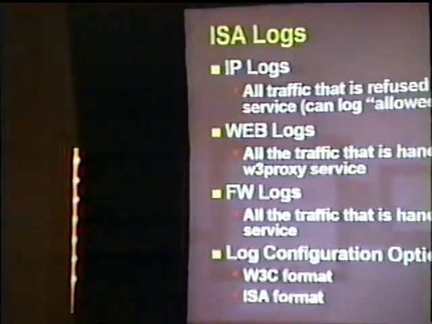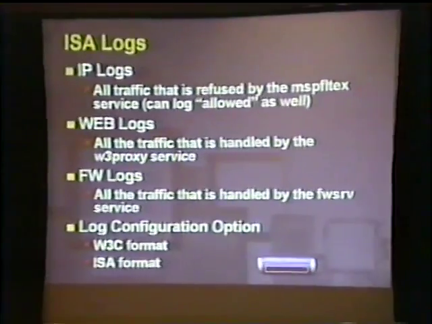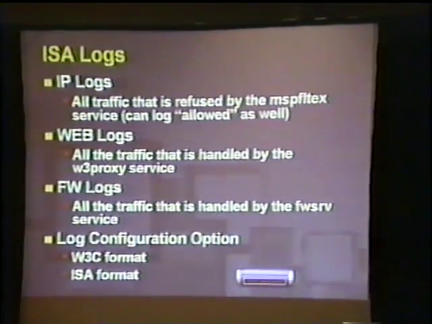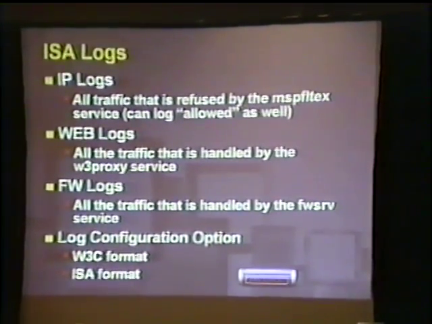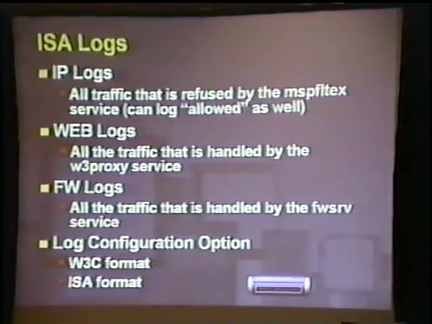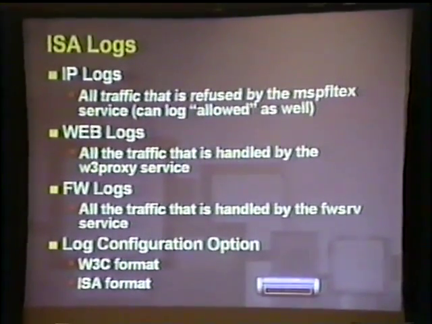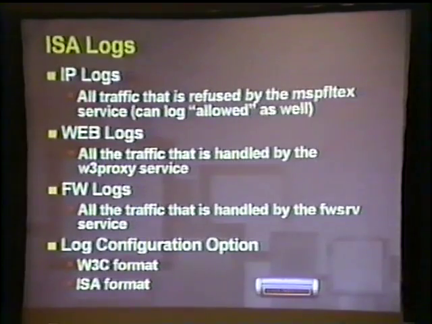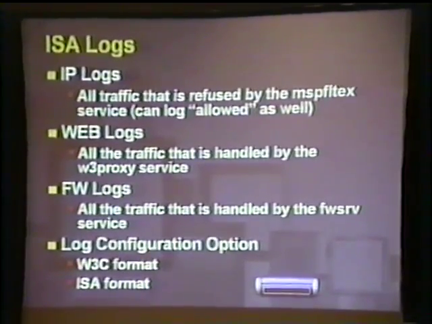Basically, the ISA logs, as I said, as it's up here, the IP logs, and it starts with the IP, whatever. If the packet filter refused it, it's here. And the best way to think of these is based on service, not based on traffic. Because as I said before, the firewall and the web server logs will often have the same traffic listed in them.